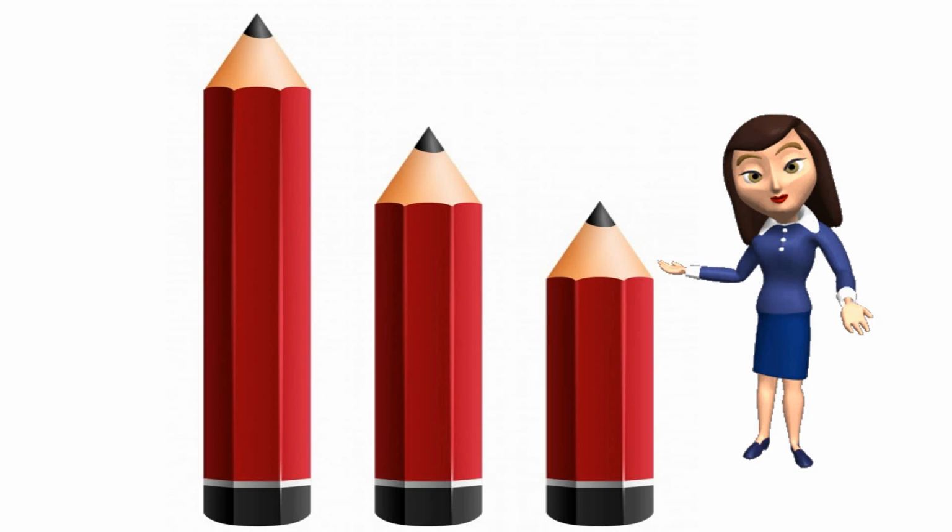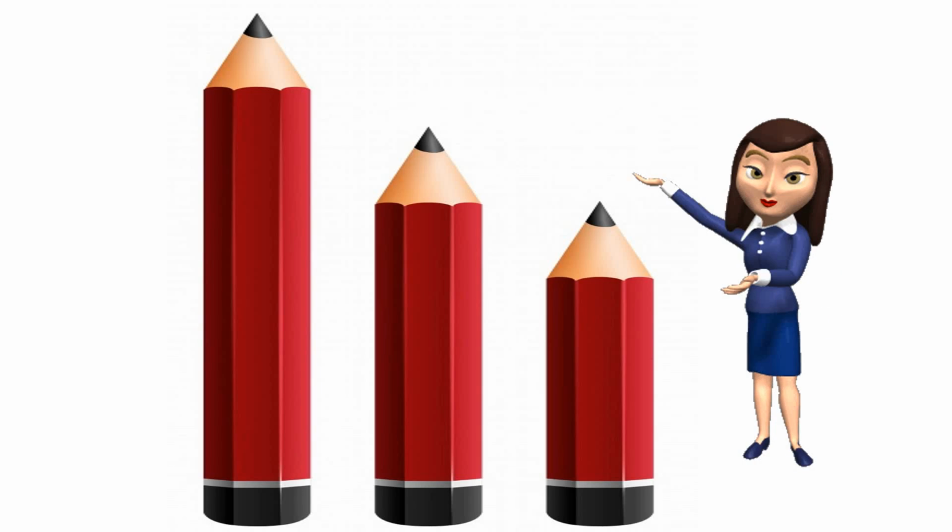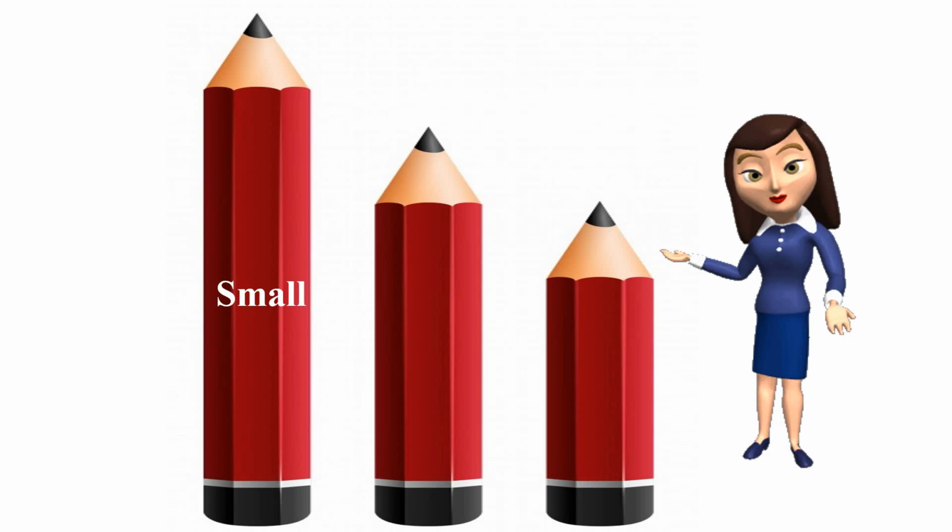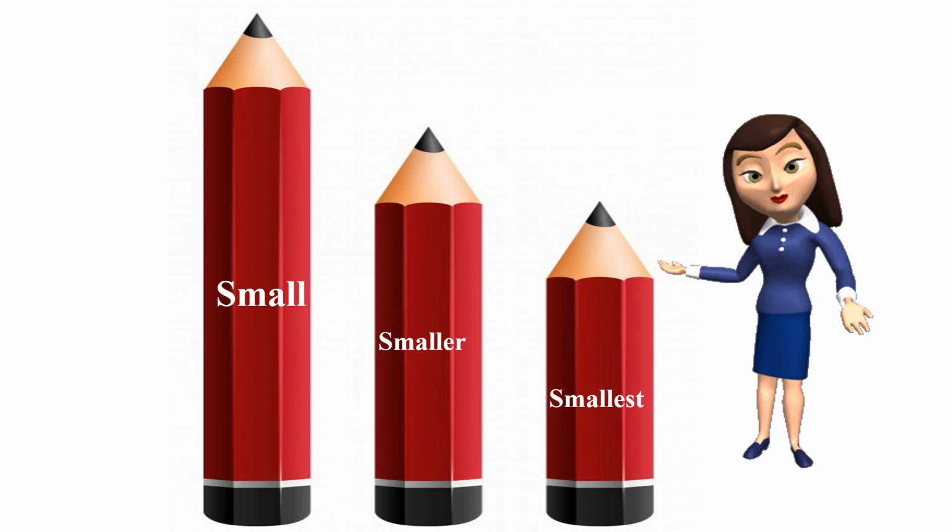There are three pieces of pencils here. This is normal or we can say small. This is smaller than that. और ये है सबसे छोटा यानी कि smallest.